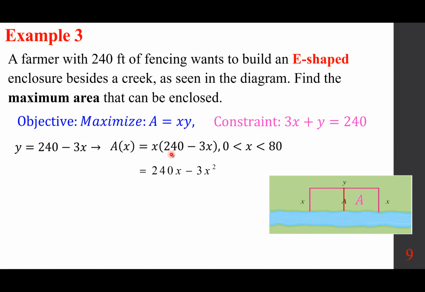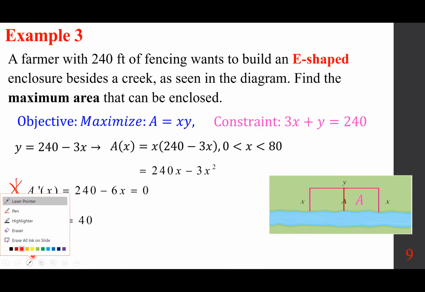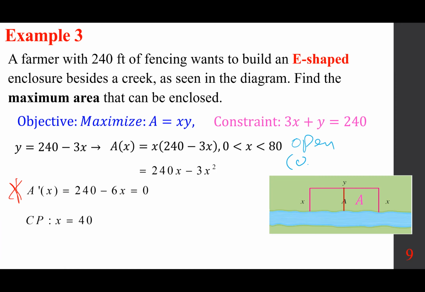And now calculus starts. Remember, there's only one step of calculus. A prime of x is 240 minus 6x. We set this equal to 0. This is the only calculus step, for now. So set equal to 0, x becomes 40. So let's look at what we have. We have an open interval of 0 to 80, and we have one CP, one critical point.